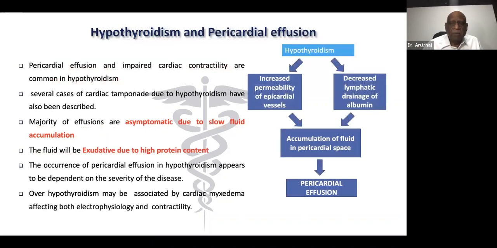And hypothyroidism and pericardial effusion is a time-honored observation in clinical medicine. Whenever there is a cardiomegaly in thyroid disease, we don't say that it is due to a cardiomyopathy, maybe due to a pericardial effusion, which is an exudative type, not a transudate. It is due to cholesterol. It will be xanthochromic. There is an increased permeability of the epicardial vessels and decreased clearance. Therefore, fluid collects in the pericardial space and presents as a pericardial effusion. Echocardiography clearly differentiates the amount of fluid and its location. If need be, we may have to remove it.